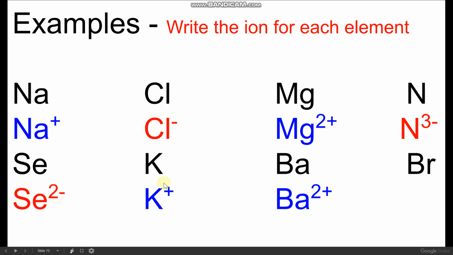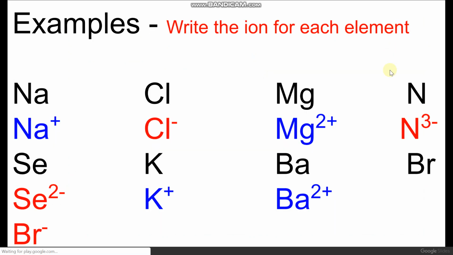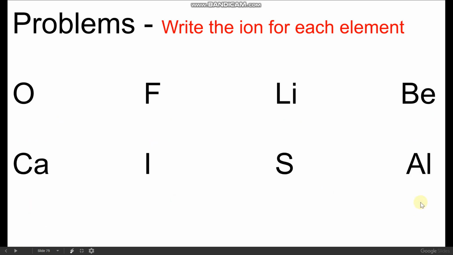Barium is right here. It's in the +2 column, so we're going to give it a 2+ charge, just like magnesium. And then last up is bromine. Bromine is right here. It's in that -1 column, so we're going to give it a 1- charge. Why didn't that show up right? Well, this was supposed to be over here, so Br- is supposed to get written over here, folks. Not sure why that's not showing up right. Okay, go ahead and work through some problems. You can use that periodic table that you built.